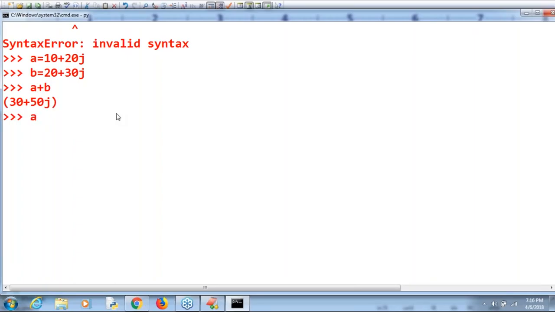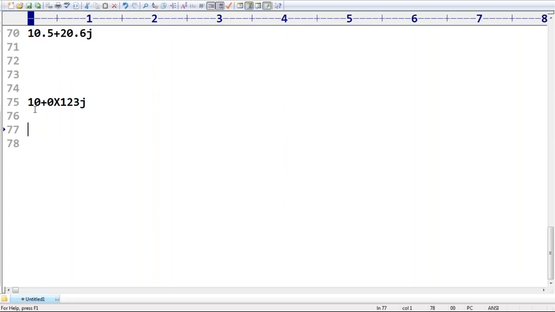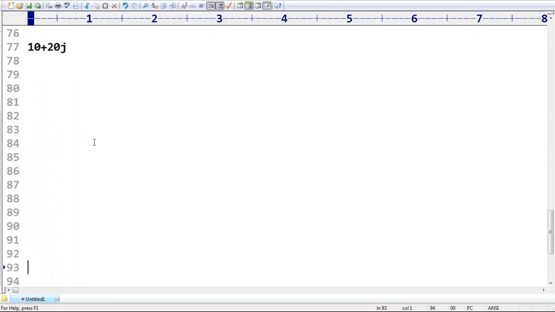So, next A minus B. Can you please observe? Minus 10, minus 10j by default we are going to get. So we can apply plus, minus, these kinds of operations on complex numbers, right? Next, the complex data type has inbuilt attributes to get the real value and the imaginary part.